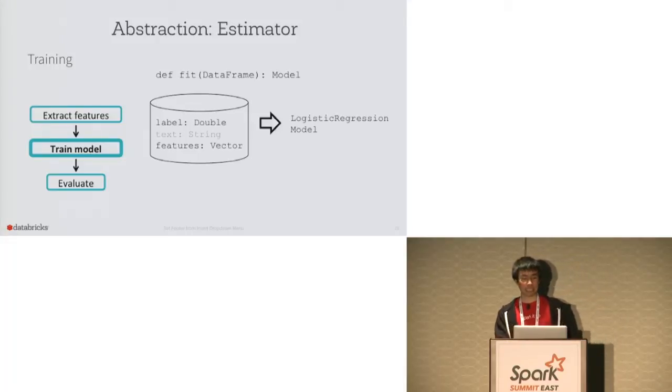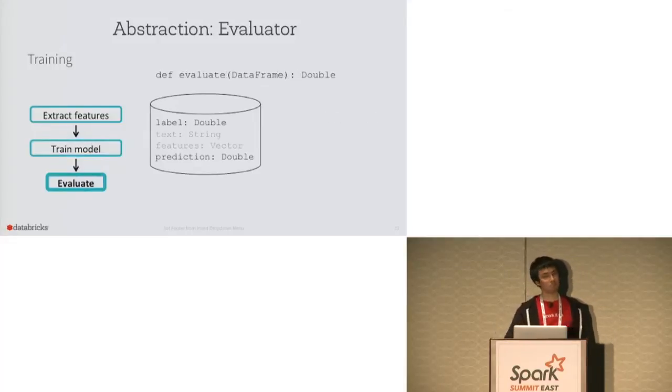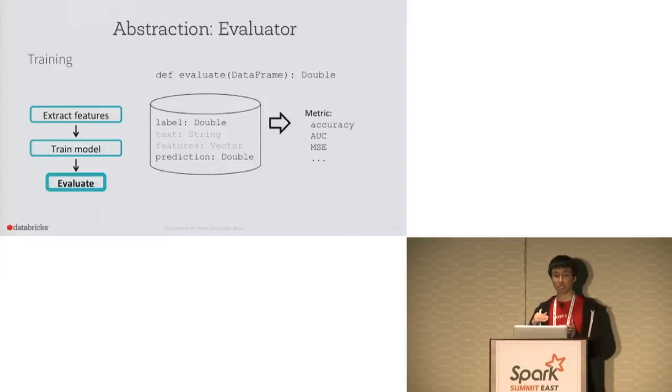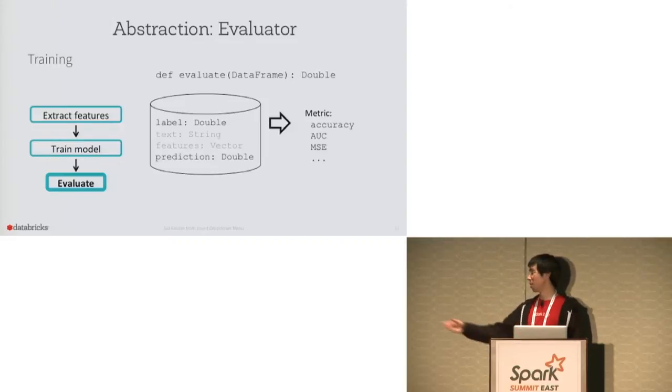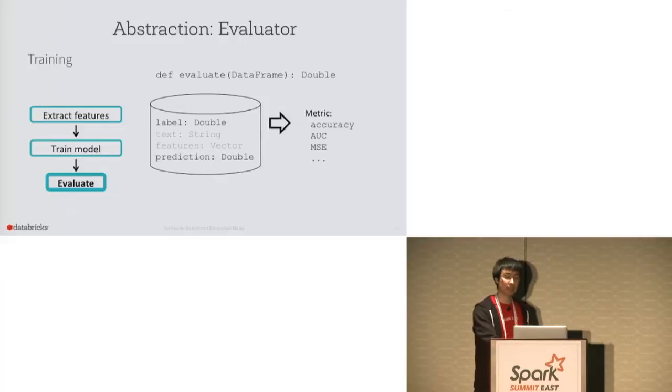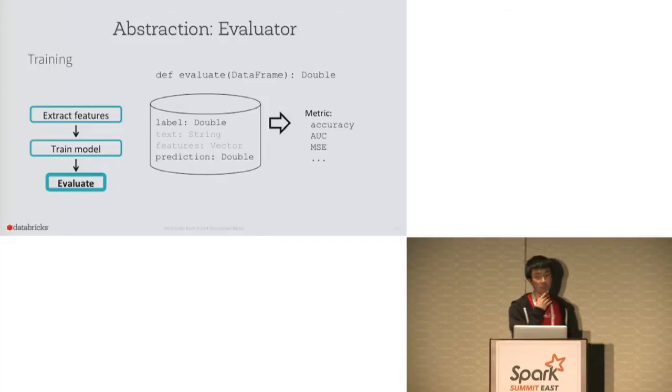The final part is evaluation. For that, as you suspect, we have an evaluator, which will take our final data frame and return some value. And this will be a metric, say comparing labels and prediction columns, and saying our scalar metric accuracy is telling us how well we're doing, or area under the curve, or mean squared error, things like that. So this is our training workflow and the three main abstractions for it.